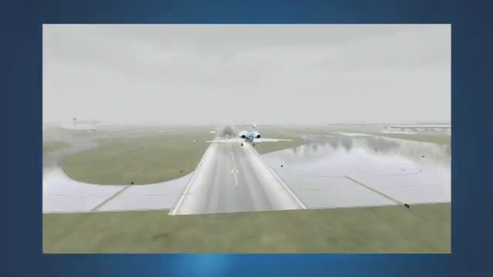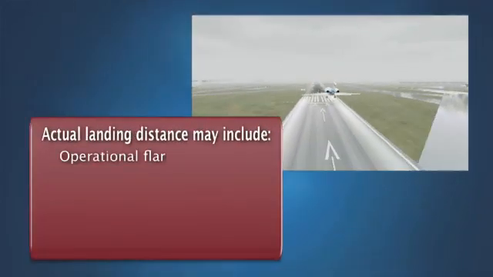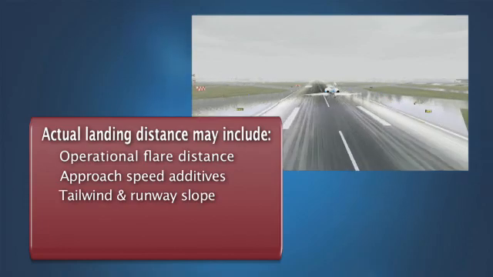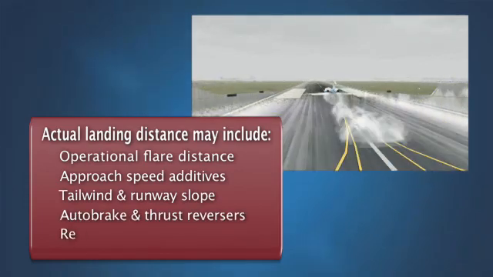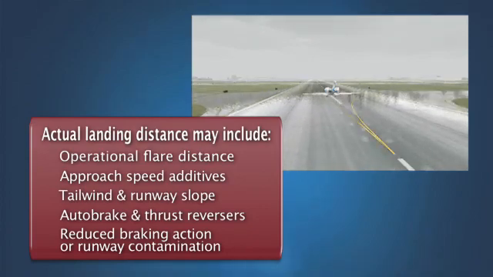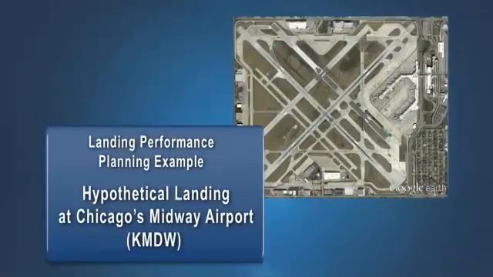FAA and NTSB data identifies failure to assess actual required landing distance to account for slippery or contaminated runway conditions or any other changed condition existing at the time of landing as a significant causal factor in landing overruns. Let's look at a hypothetical landing performance planning example using Chicago's Midway Airport.